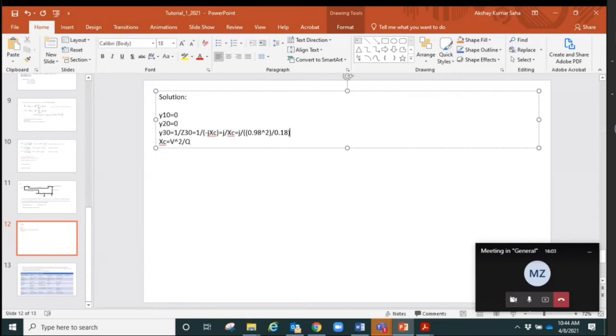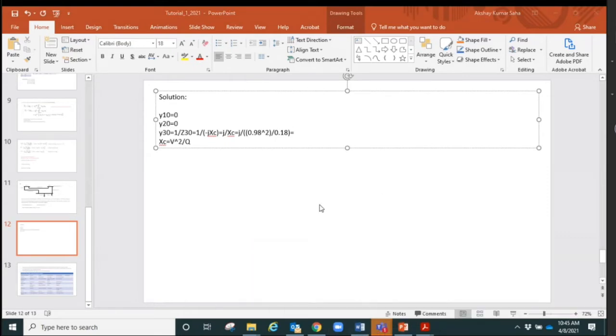We go back to the problem and we find that the voltage of bus 3 was given as 0.98 at an angle of 0 degrees. So 0.98 squared over 0.18, which was the power rating. Can you tell me this value? Who has calculated it? Who has calculated this value for y30?